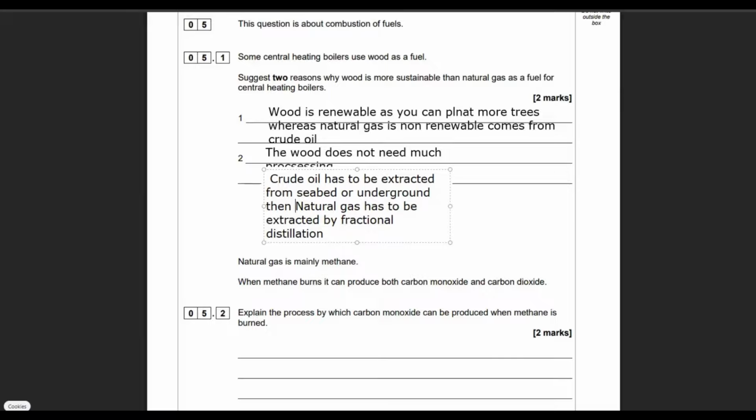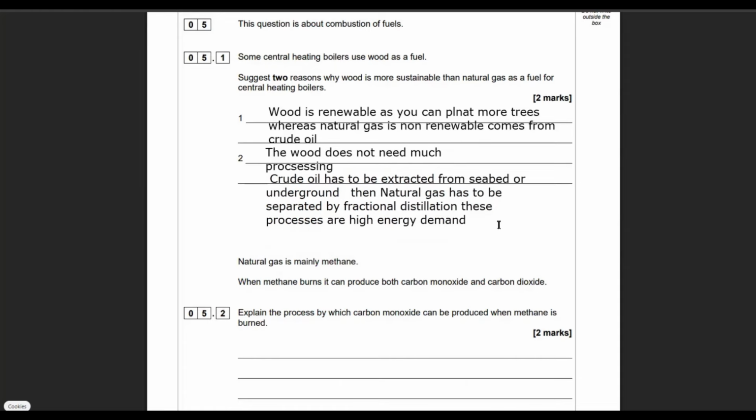Then natural gas has to be, I shouldn't say extracted, it's already been extracted, sucked up from the ground. It has to be separated by fractional distillation. These processes are high energy demand. So basically, I haven't really worded that very well, but they use a lot of energy. So when you get wood, you just grow it, you chop it down, and you can plant another tree so it will never run out.